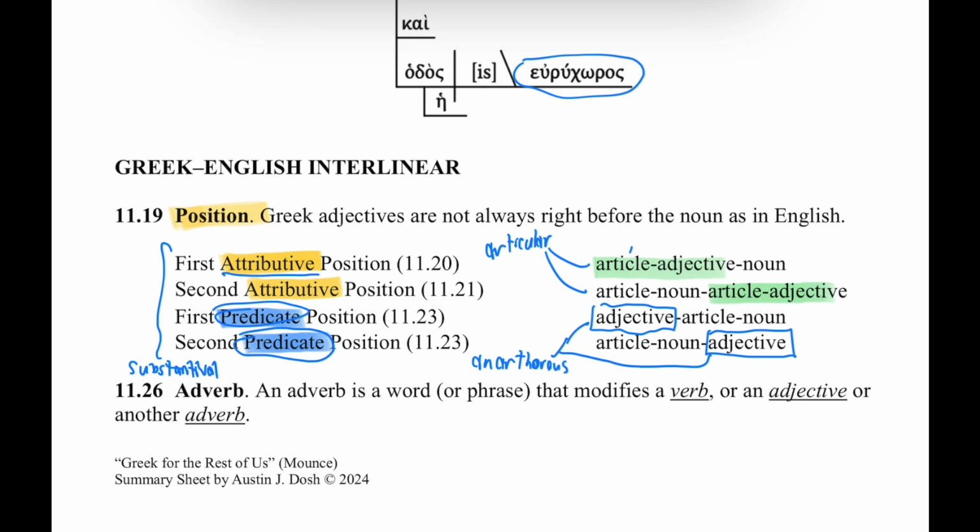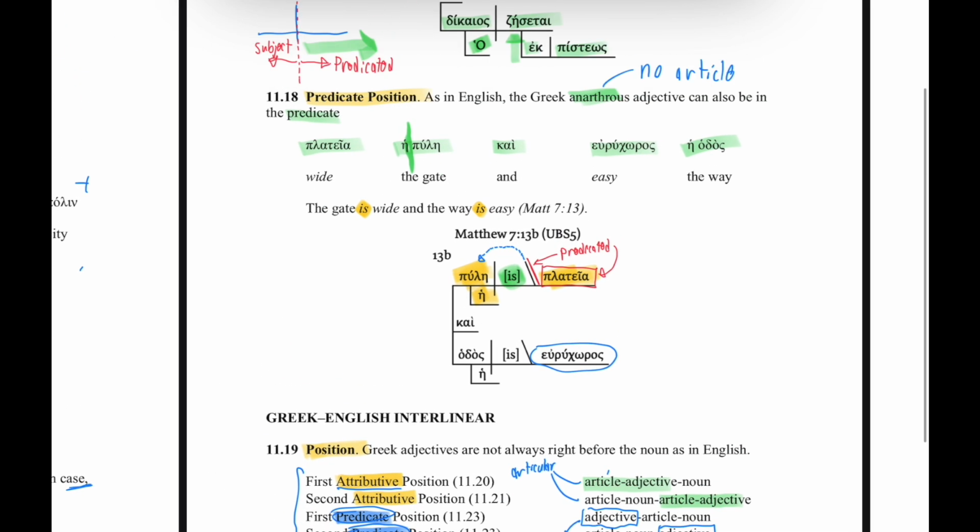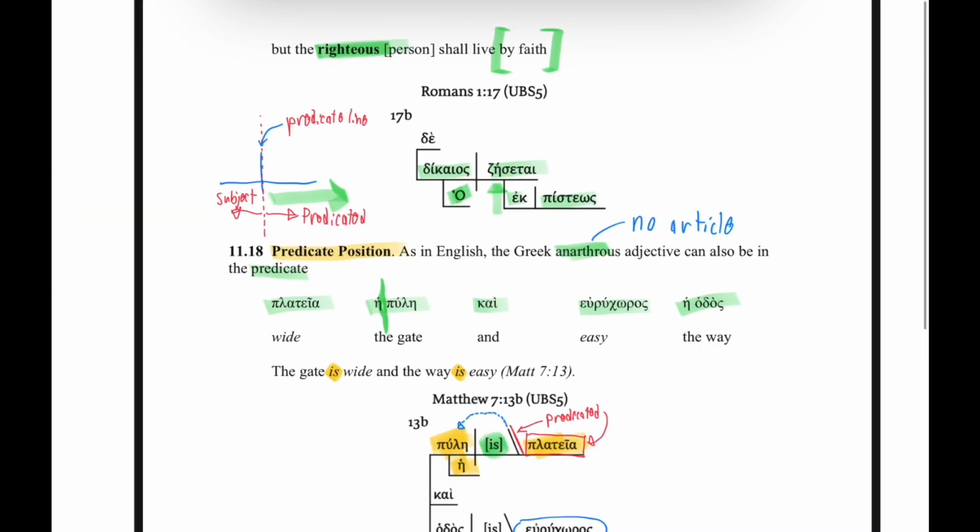And then lastly, the adverb. The adverb is talked about in 11.26. An adverb, again, this is a modifier. It's something that's modifying something in the sentence. An adverb is a word or phrase that modifies specifically a verb or an adjective or another adjective. So an adverb is not something that modifies the noun. I just want to go back through our diagrams to highlight a couple adverbs.